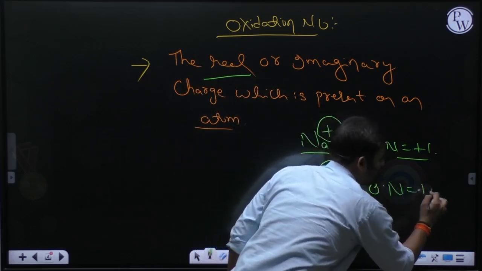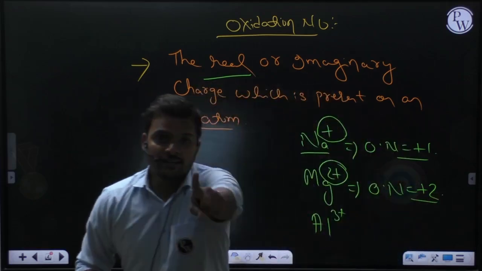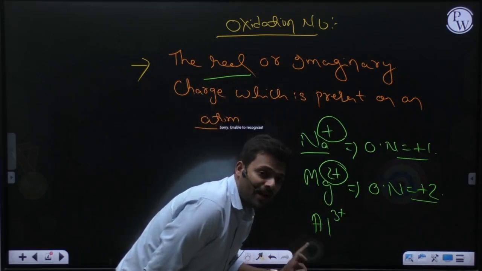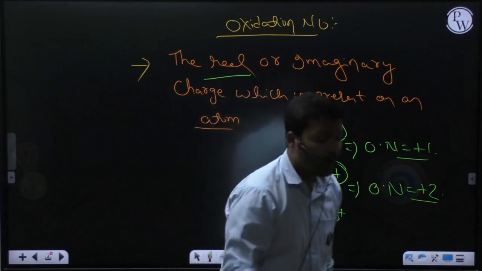So it will be your +2, right? Now it's your turn. What is the oxidation number of aluminum 3+ ion? Yeah, you guessed it right.